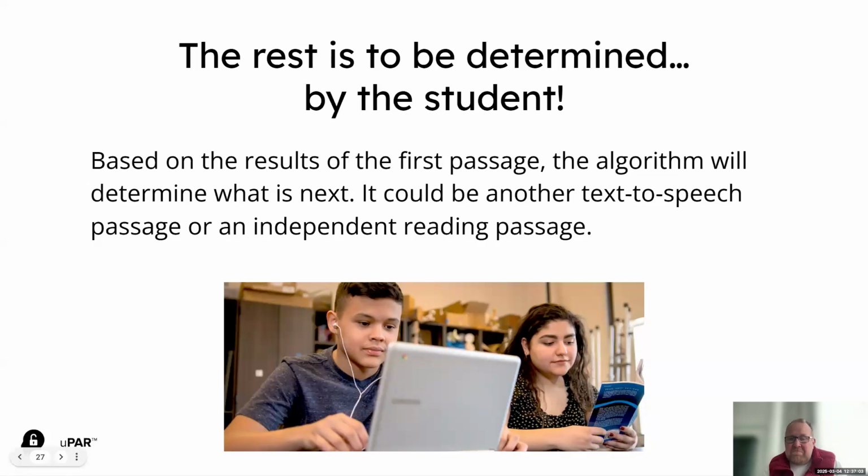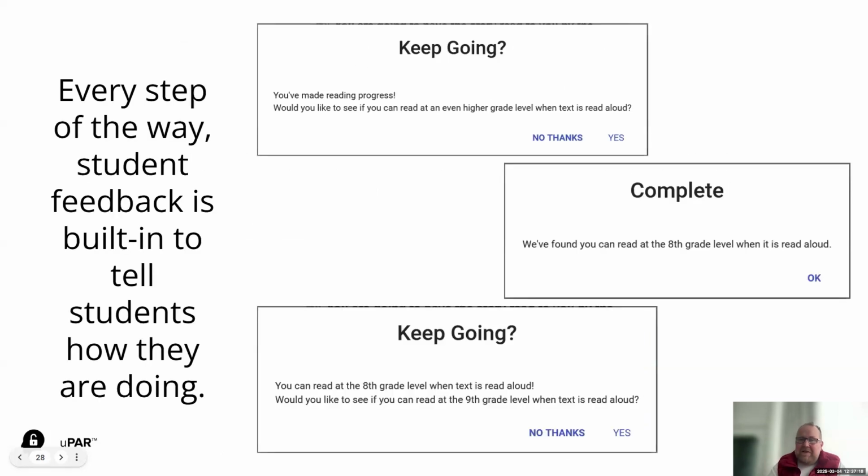Students will never be given more than 5 passages in uPAR before we give them the opportunity to opt out of the process. And we're always going to give them feedback. So if you want to flip that page, Kathy, we're going to give them feedback and let them know how they're doing. We expect students to eventually get to grade level passages and above, or even below, that they're going to struggle with. So we want to continue to give them that feedback at that point.